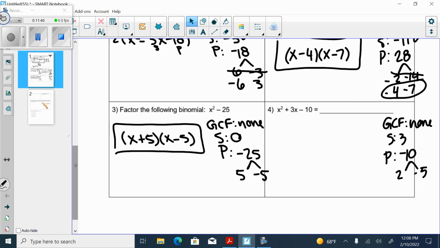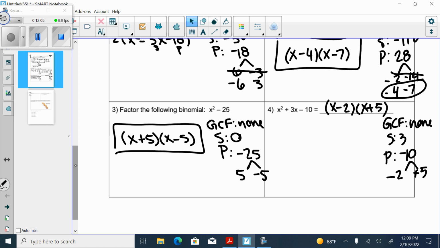2 plus negative 5. Is that going to give me positive 3? No, it gives us negative 3, right? So close. Yes. Negative 2, positive 5. All right, so then our answer would be x minus 2 and x plus 5.